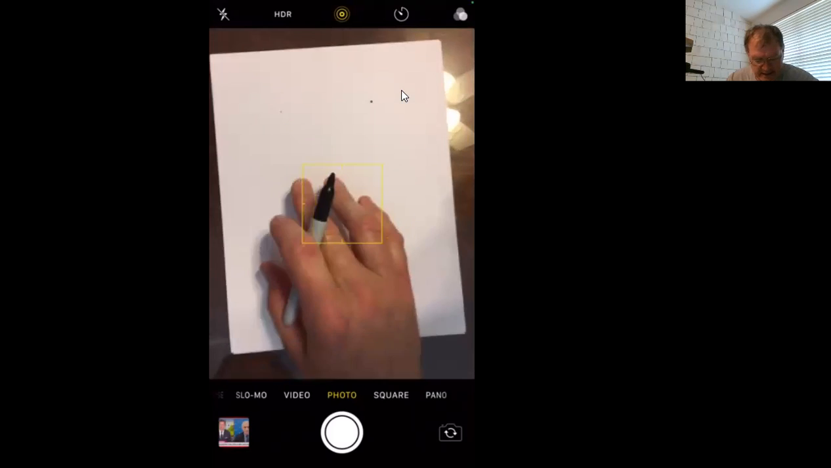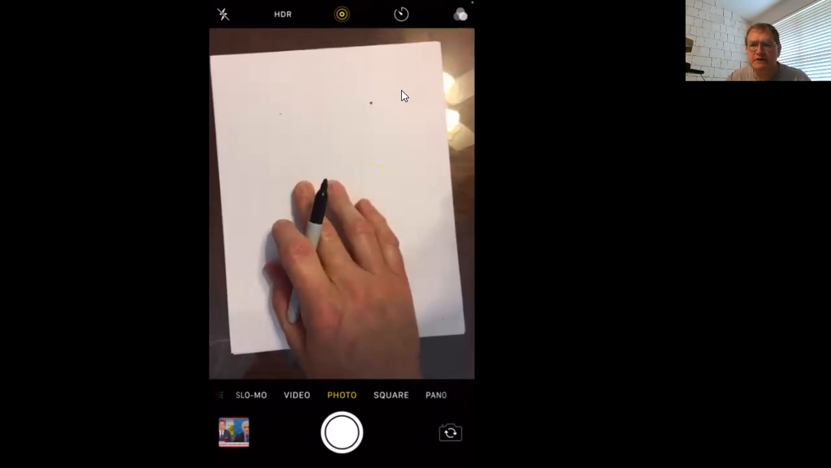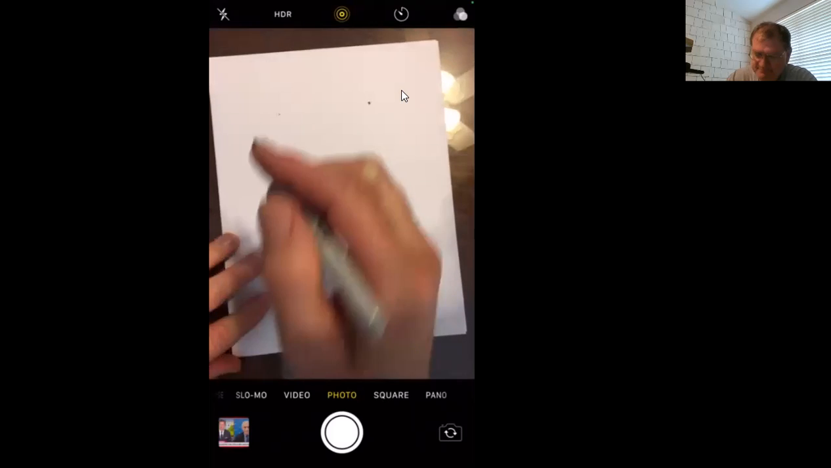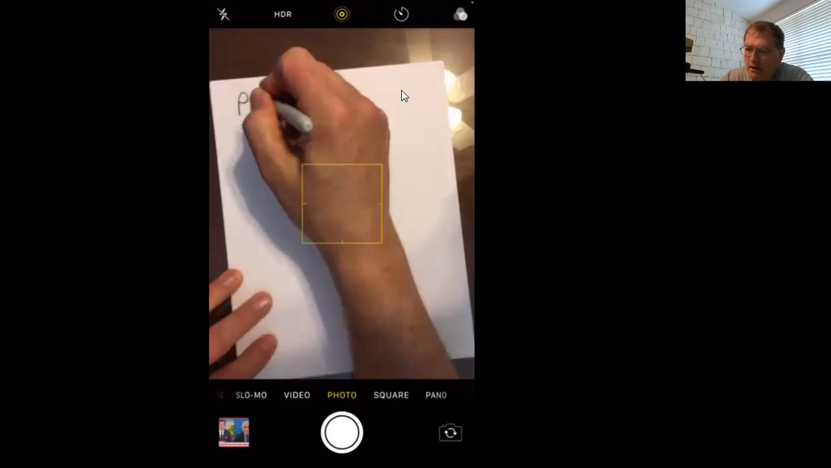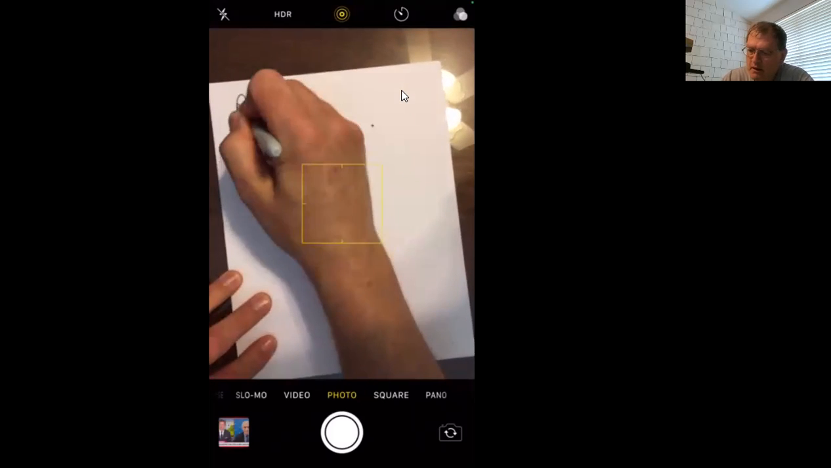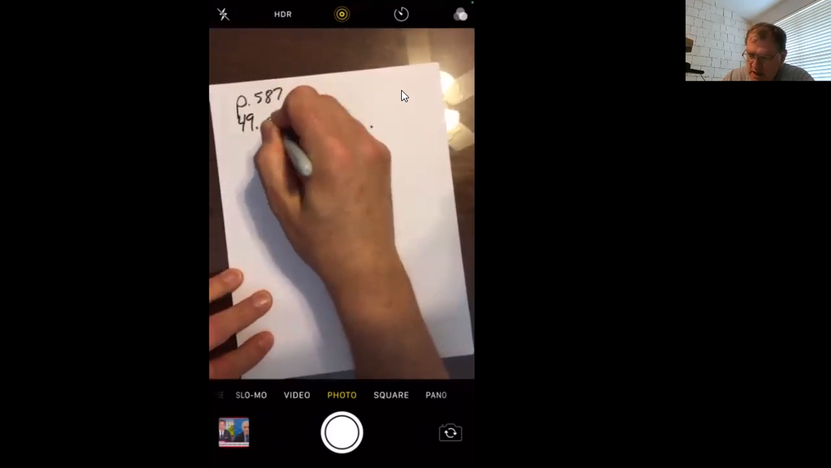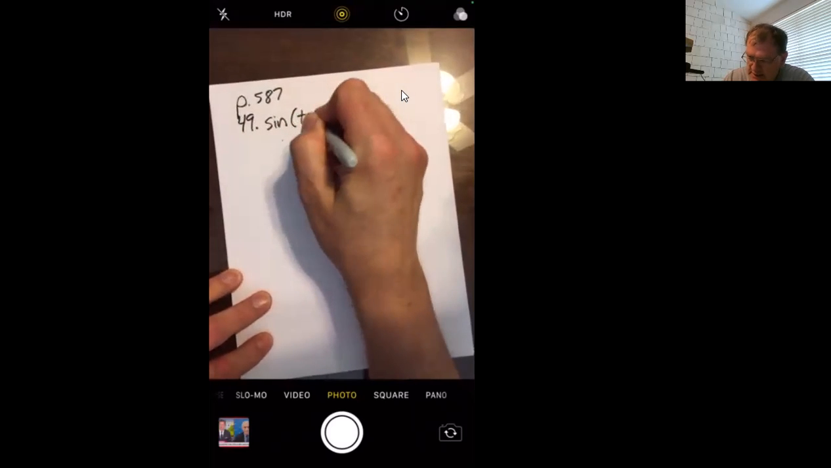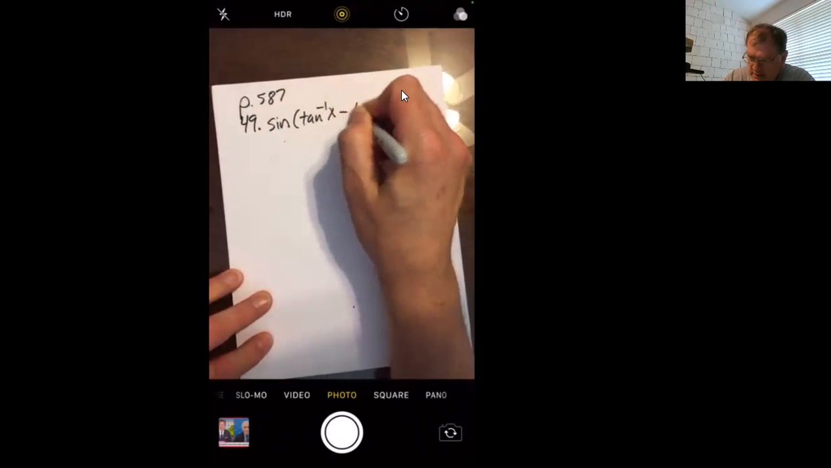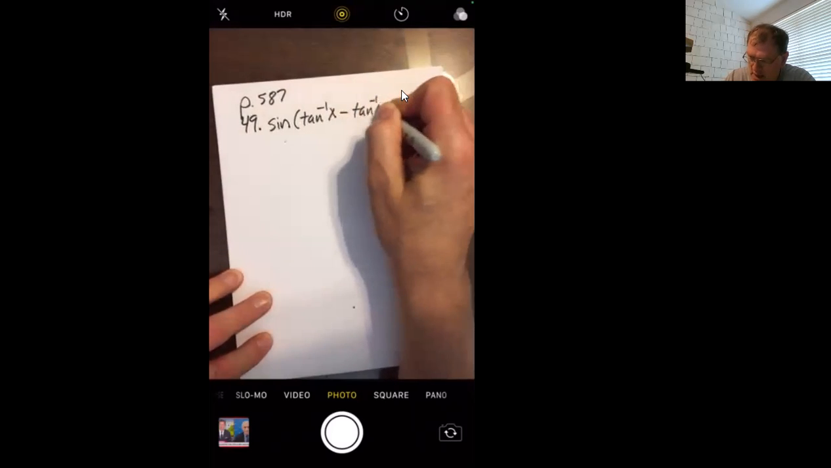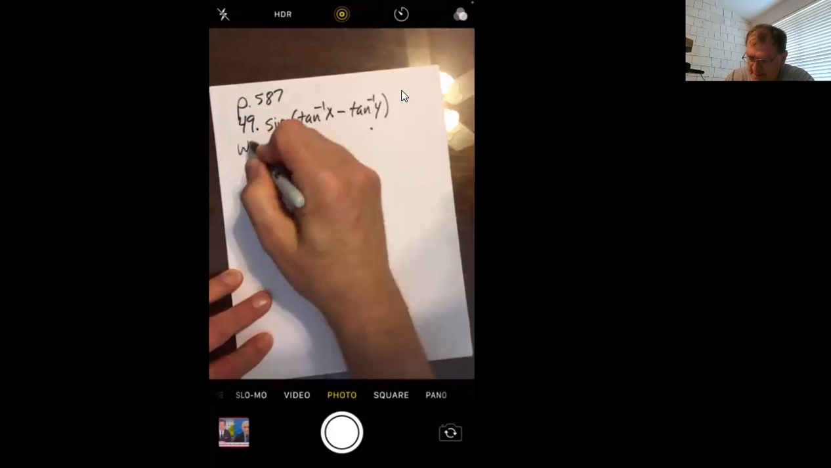Let's see, jump down a couple more sections to go here. How about one like 49? Sine of arctangent x, arctangent y, write in terms of x and y.